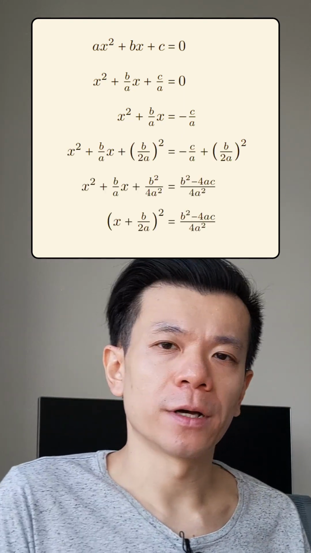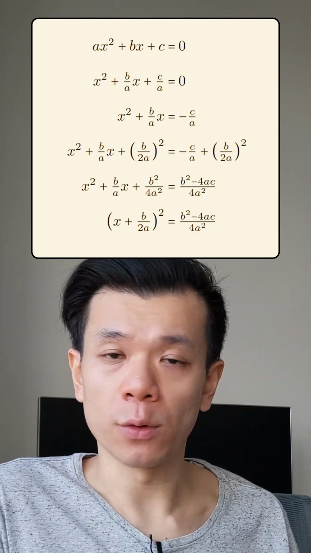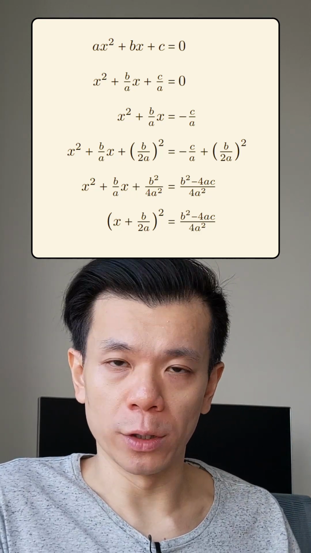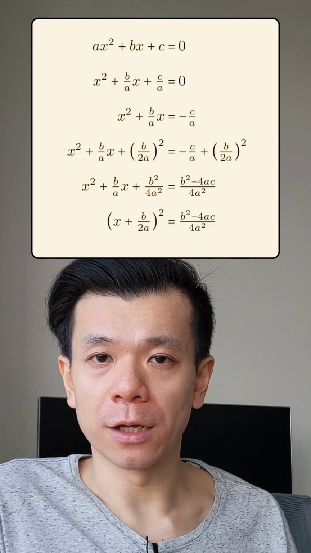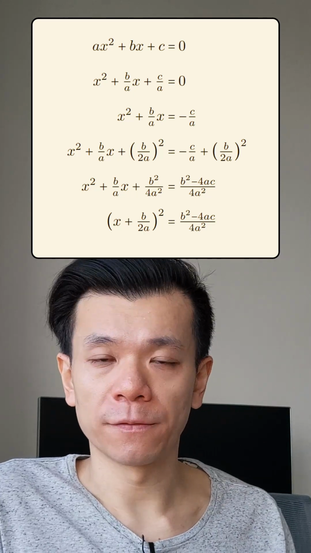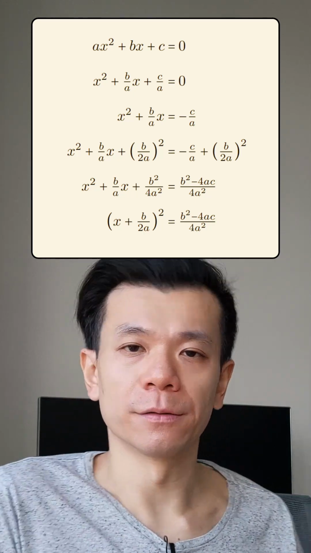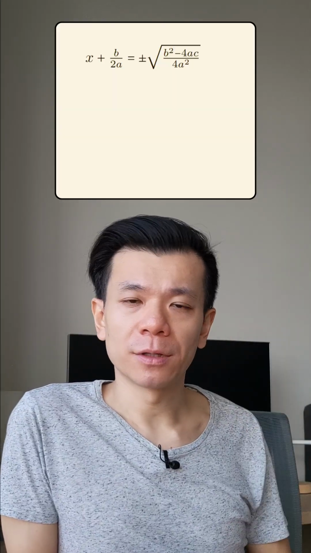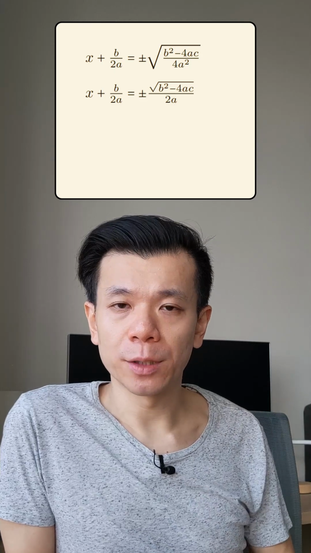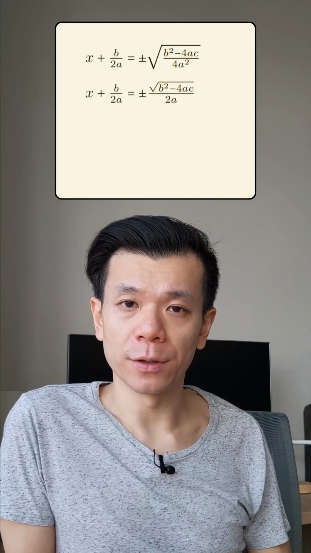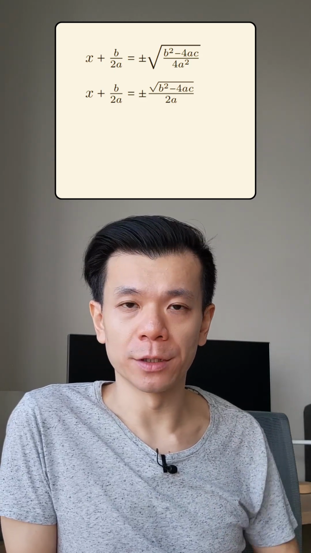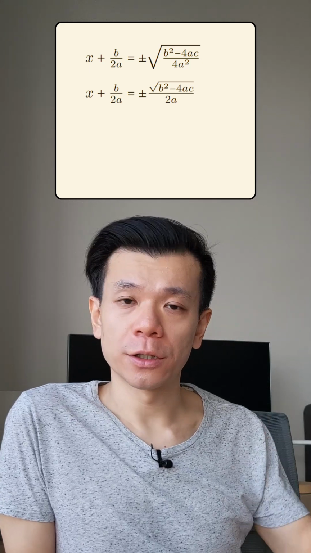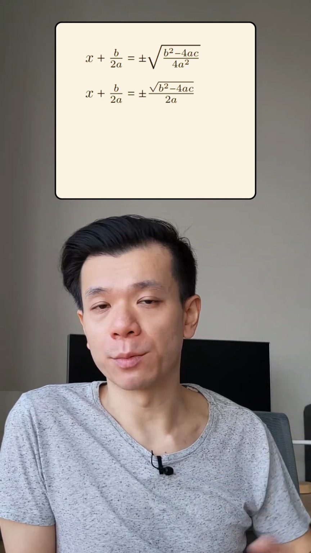And now after simplifying, we get that the left-hand side is equal to the quantity of x plus b over 2a squared. And the right-hand side is now just b squared minus 4ac all over 4a squared, after we resolve the fractions using a common denominator. And now square rooting both sides, we get plus or minus the square root of that fraction. Simplifying the radical on the right-hand side, we get plus or minus the square root of b squared minus 4ac all over 2a, because the square root of 4a squared is going to be 2a since we assume that a is positive from the beginning.